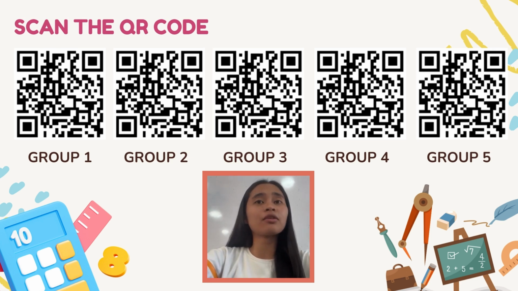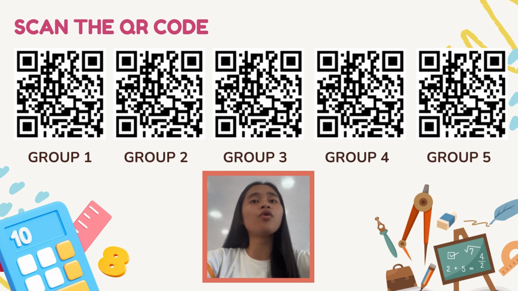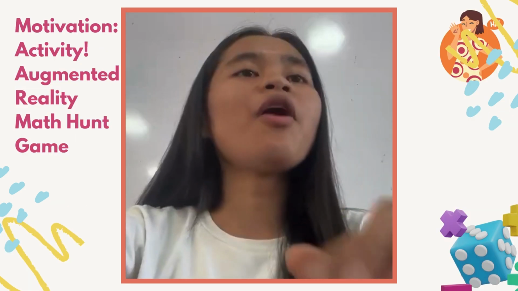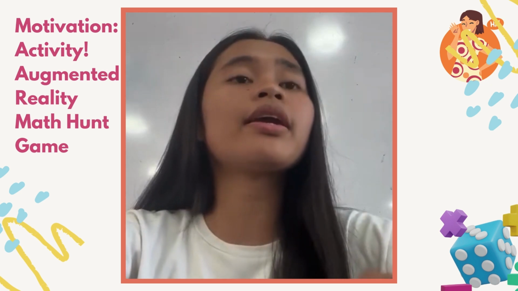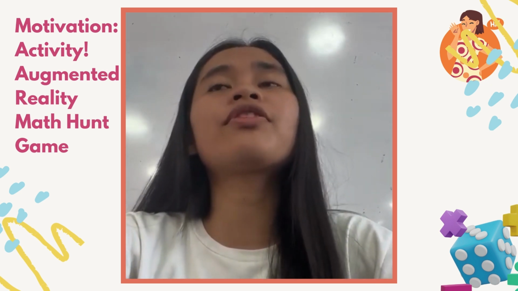Alright, group 1 is fast. They've already scanned their QR code and started simplifying their first radical expression. And group 3 is trailing group 1. Wow, group 3 is trailing group 1. They're catching up real quick. Okay. Group 2 and 4 are almost there. Go, go, go.